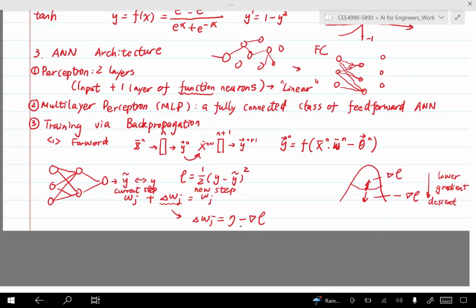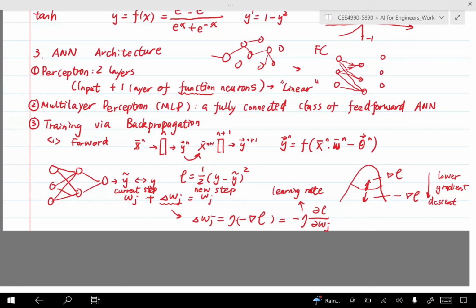So we have a negative sign here. Sorry, this is not a minus. So eventually we have something like this. This gradient is the derivative of the objective function with respect to this coefficient or this weight. And this eta, or in some literature people use alpha, means the learning rate. This learning rate is a hyperparameter.